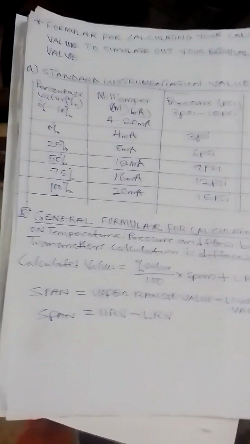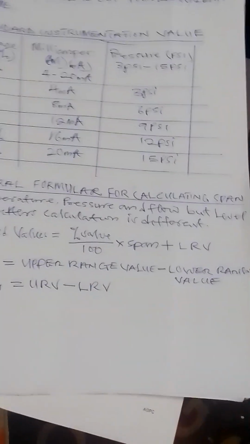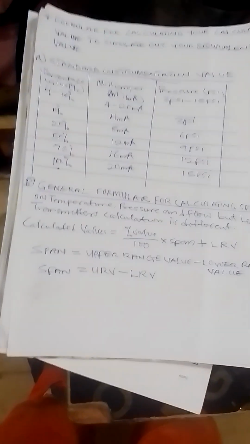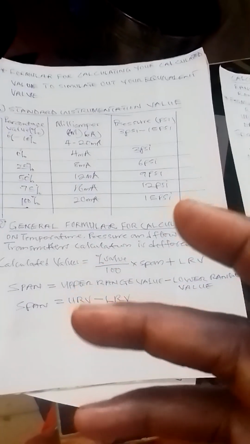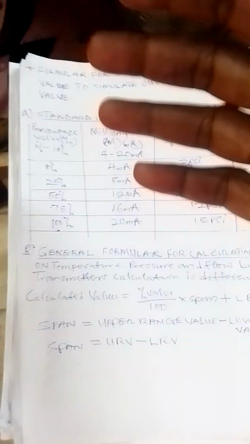As you can see from my calculation, I will still take you back to that comparator and the gauge and everything you are seeing there. But I want you to know more about our calculation. As you can see from my formula here, the general formula for calculating your span. Your span is what you use to calculate your 0 to 25%. As you can see, 0 to 25% is your span. 4 to 20 is your span you use to compare.